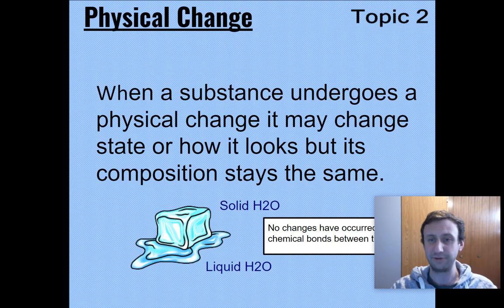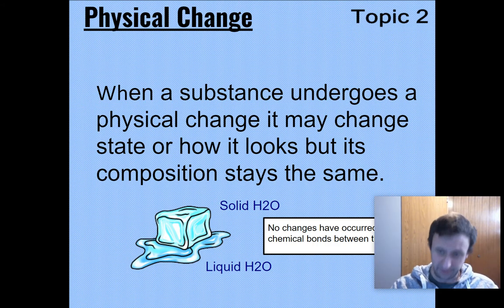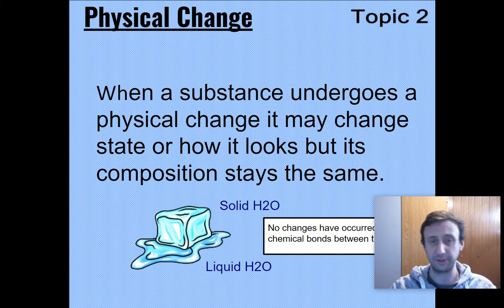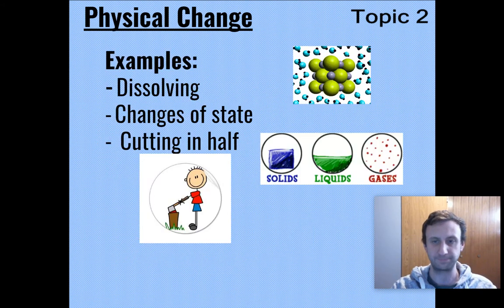So physical change is when a substance undergoes a physical change. It may change state or how it looks, but its composition stays the same. So we talked about this with state changes. When you have ice turning to liquid water, right? This is just a physical change. It is still H2O. It just has changed how it's attached. So essentially what's happening is that we still have the same chemical, but the movement of the water molecules inside of the ice has changed. So now it's moving in a different way.